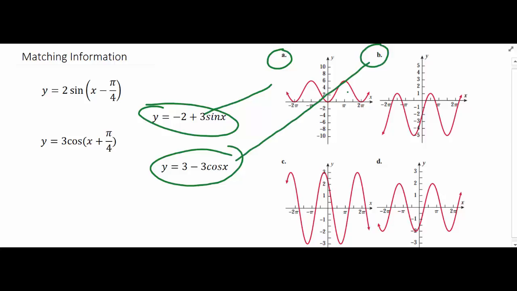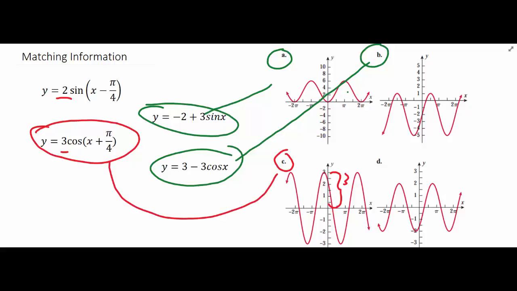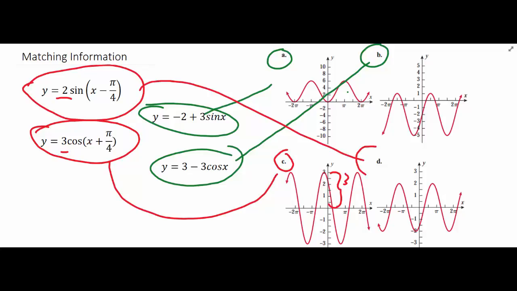So we have the following 2 equations. Well, here we have 2 times sine that's shifted pi over 4 units, and the other one, 3 cosine of x plus pi over 4. Well, if we go down, we know that we could use information about, well, let's use information about the amplitude. This has an amplitude of 2, and this has an amplitude of 3. So C is a higher graph, and it does indeed have an amplitude of 3 units. So we know that this is aligned with C. By default, then, this would have to be D.